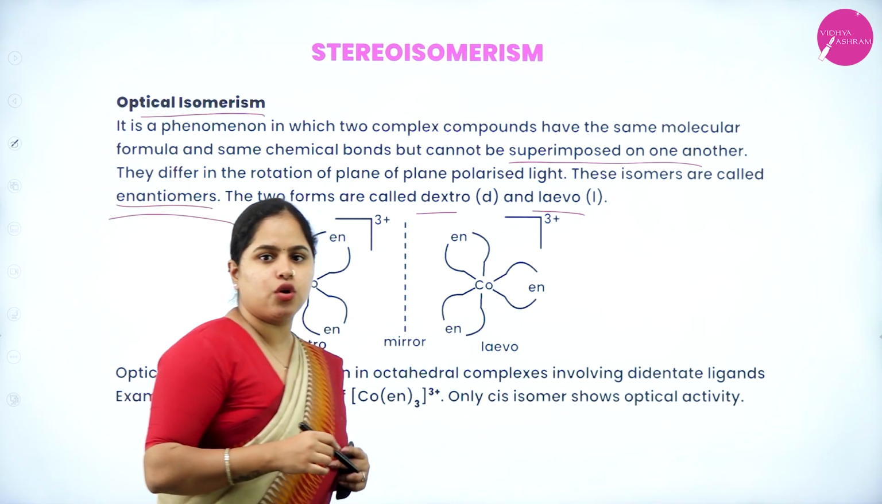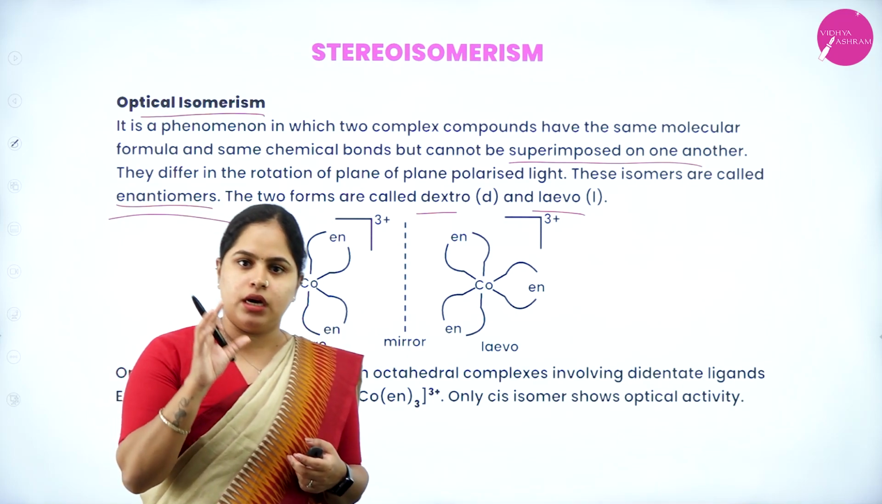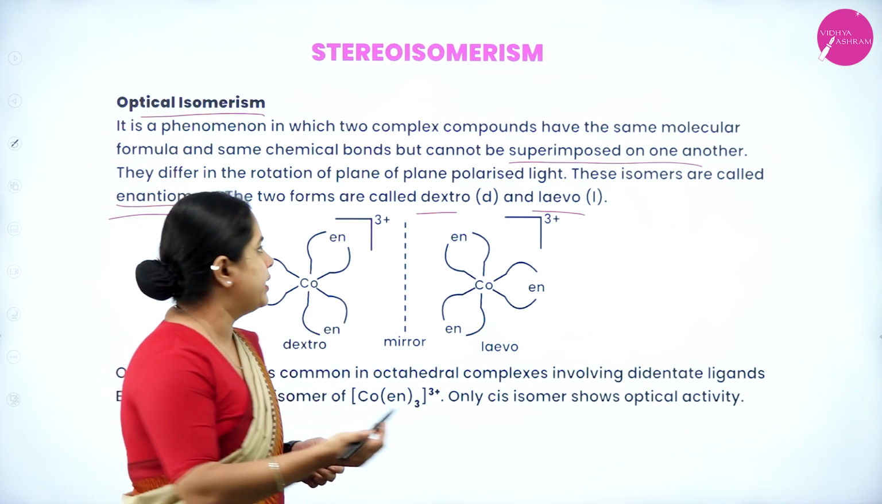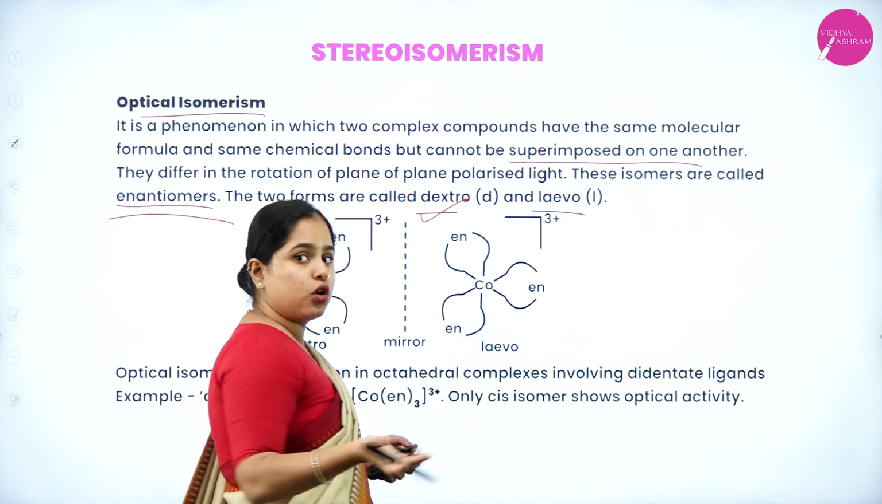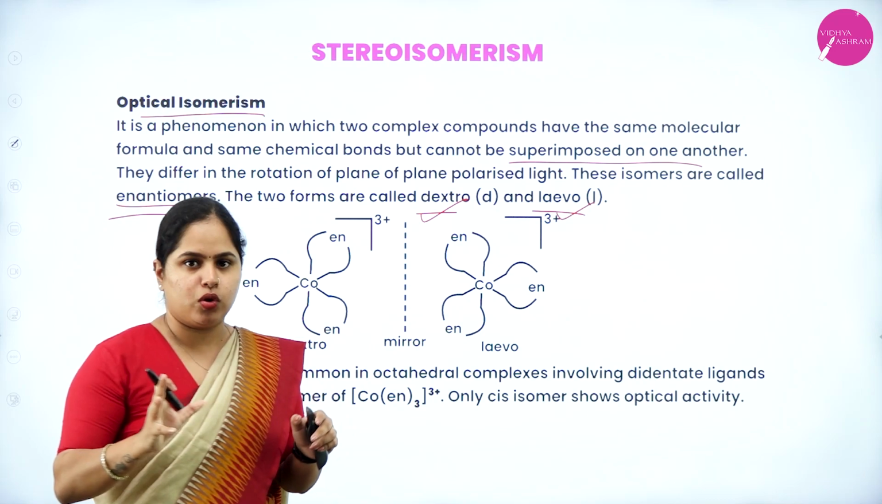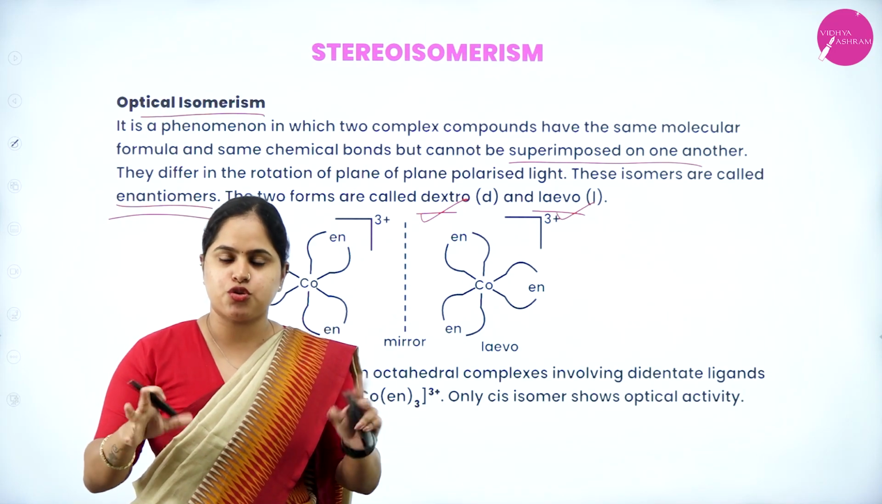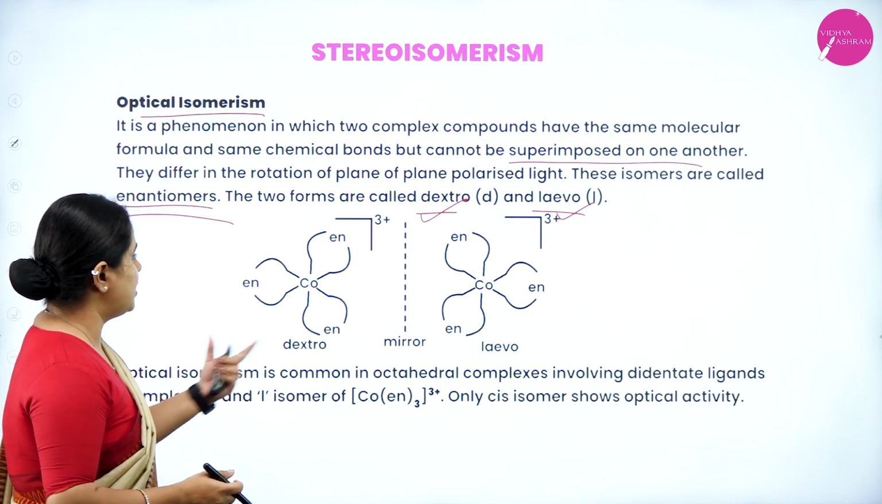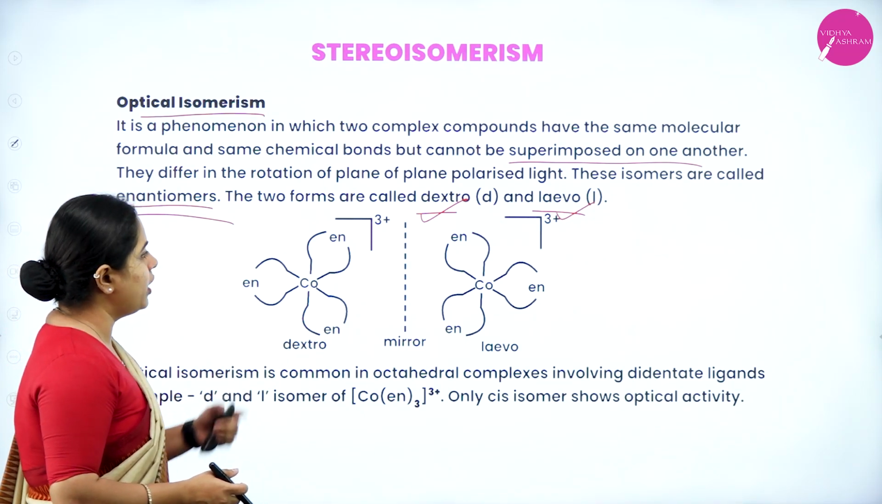Now, what is this dextro and levo? As I discussed, if the plane polarized light is rotated towards the right by the compound, it is called dextro. If it is rotated towards the left, it is called levo. And these two together, rotating to the right and left, are called enantiomers. Clear?